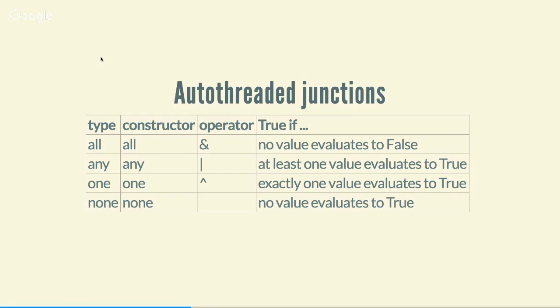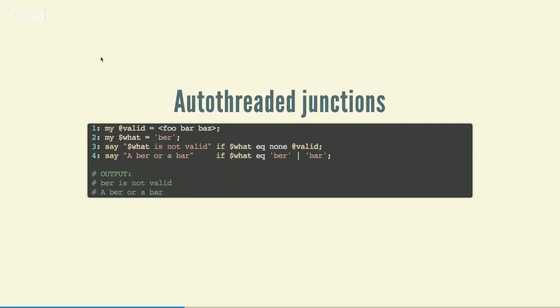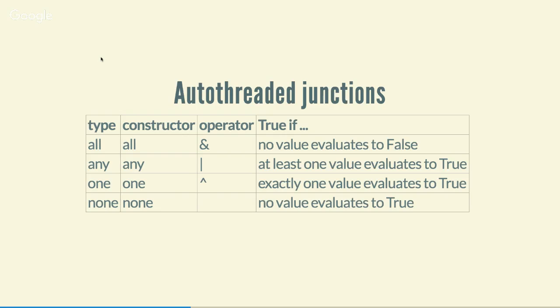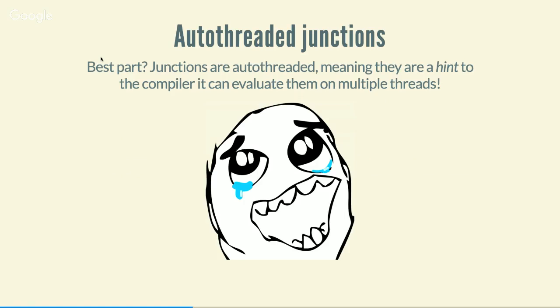There you go. Yeah, so here we used a pipe character, which is the operator for an any junction. And the best part, even though it's not going to work right now, is that it's a hint to use multiple threads to make the evaluation when that makes sense.